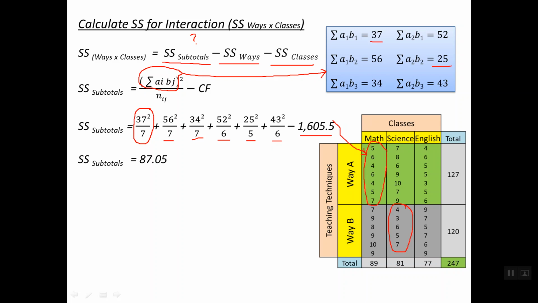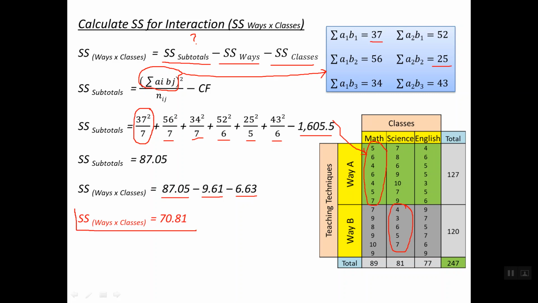So now we can simply return back to the above formula in order to calculate the SS for the interaction. So the SS for the interaction, this is the SS for the subtotals, this is the SS for the ways, and this is the SS for the classes. So the value of the SS for the interaction is equal to 70.81.